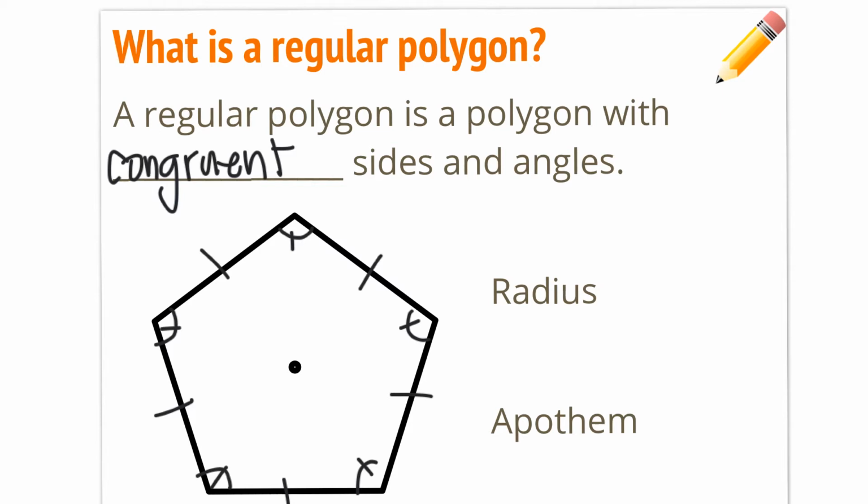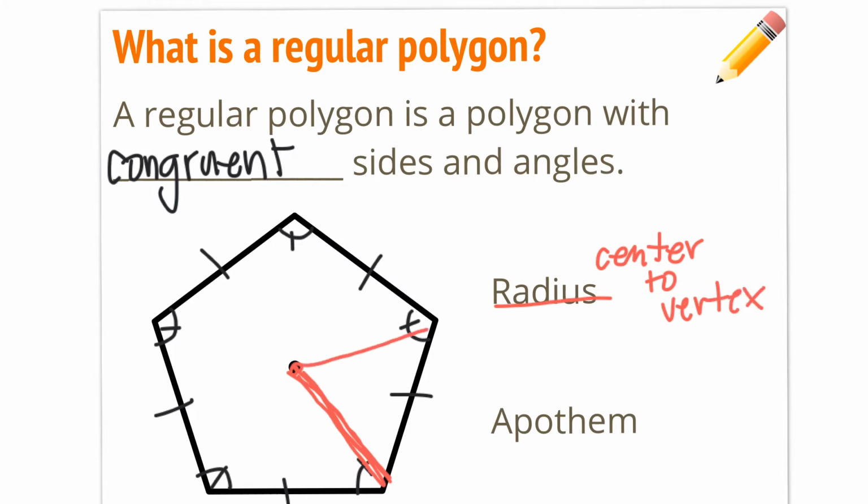There are two important things about this. There is the radius, which is the distance from the center to a corner. It doesn't have to be the bottom one. This right here is the radius, so center to corner, or vertex, again with the academic language. You can say this is the radius, this is the radius, this is the radius, and this is the radius.